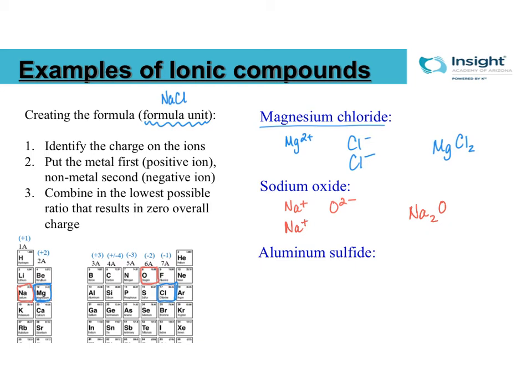This is the last one. This is the trickiest they get. We've got aluminum, which is Al3+, and then sulfide is sulfur, which is right below oxygen, so it's going to be S2-. This one is tricky because it's not as straightforward how to get these charges to cancel each other out.